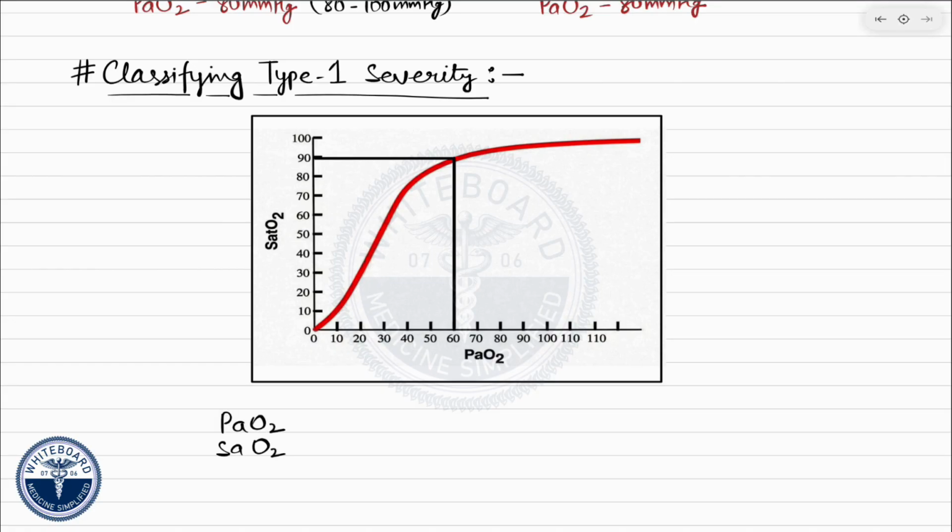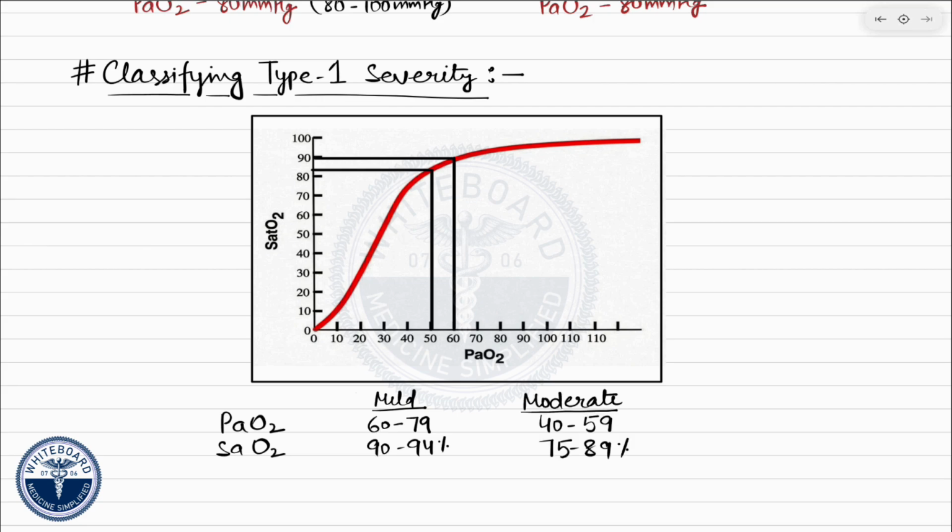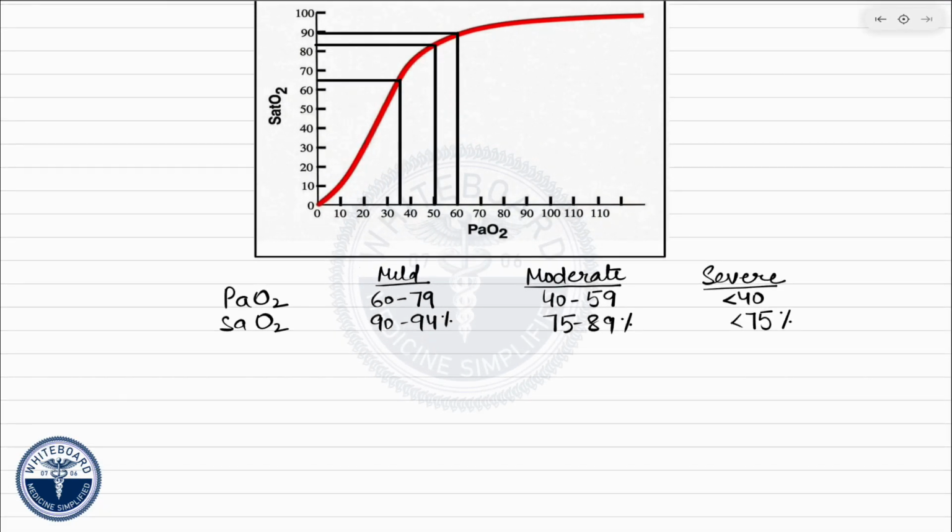Therefore, we classify type 1 respiratory impairment as mild when PaO₂ is about 60 to 79 millimeters of mercury with SaO₂ 90-94%, moderate when PaO₂ is 40 to 59 millimeters of mercury with SaO₂ 75-89%, and severe when PaO₂ is below 40 millimeters of mercury with SaO₂ below 75%. Finally, the clinical importance is that we are not only interested in the number on the ABG, we want to know whether the patient is receiving enough oxygen.